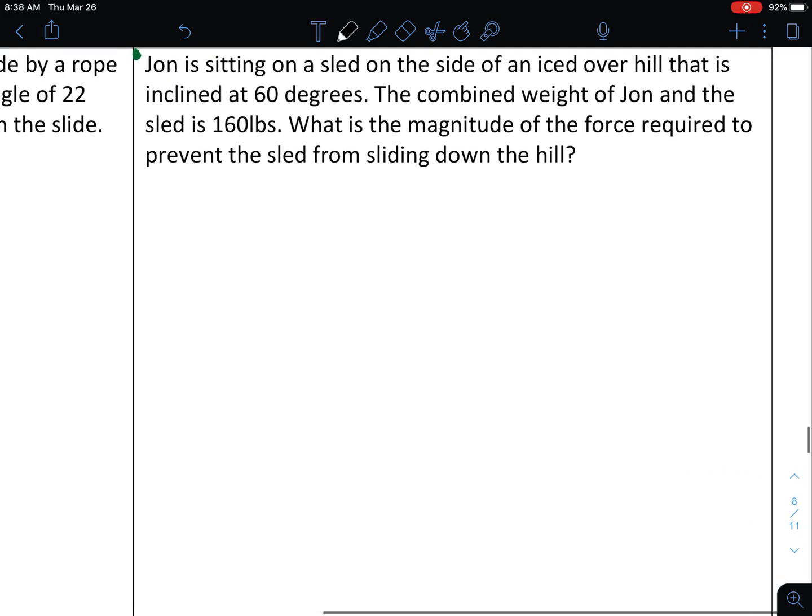Okay, so I have to draw this picture a little differently here. So I got to draw my inclined plane. To do that, I have a horizontal, and then I'm going to have my inclined plane. And the angle of incline is 60 degrees. Now I have to put John and his sled on the hill, and I'm just going to make a box. There's my sled.